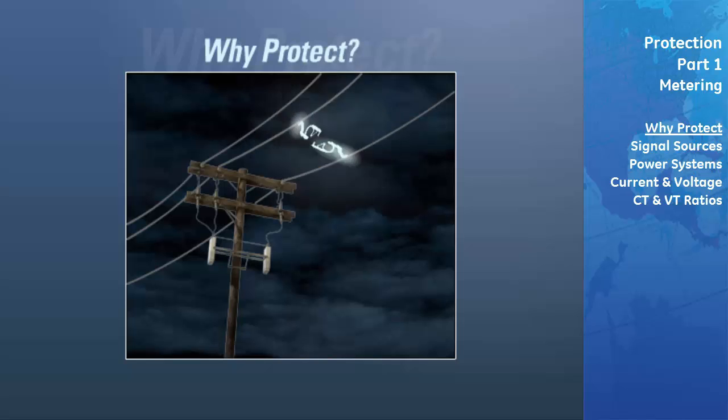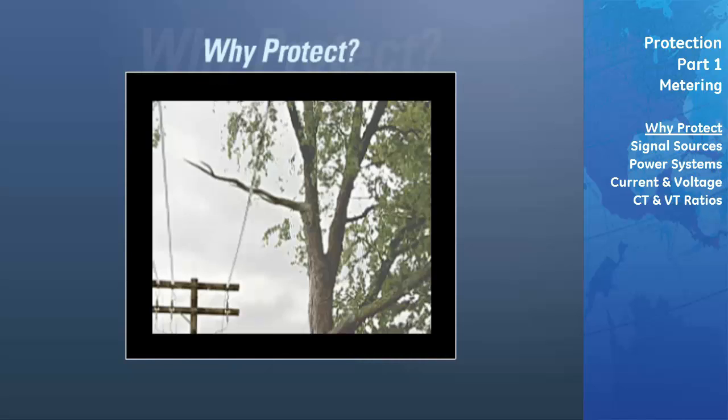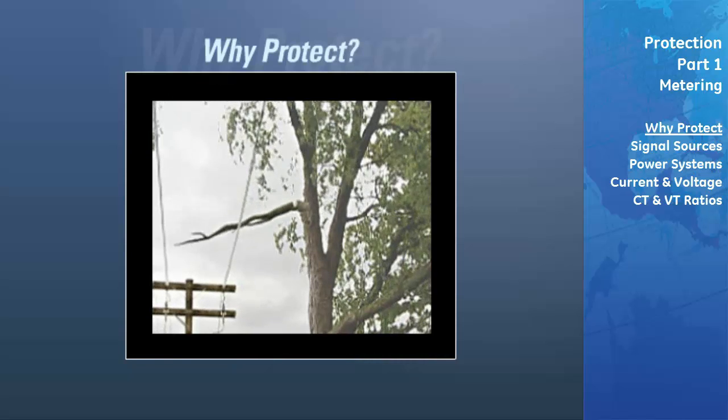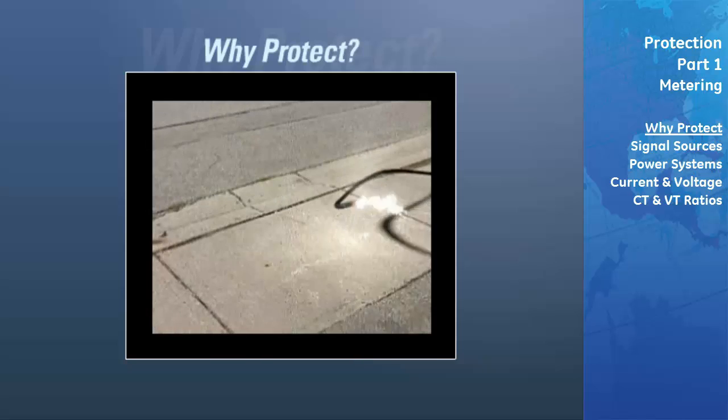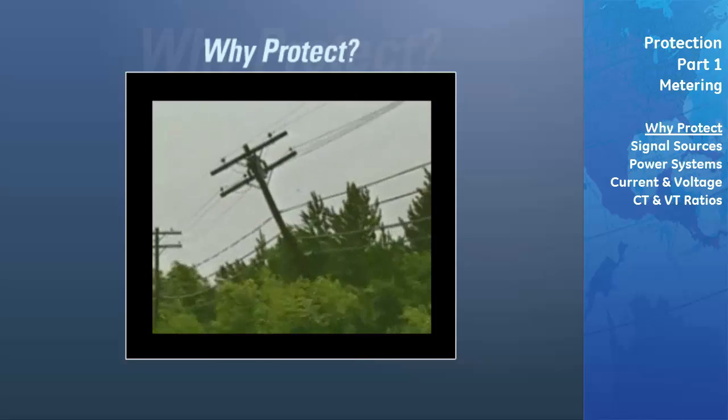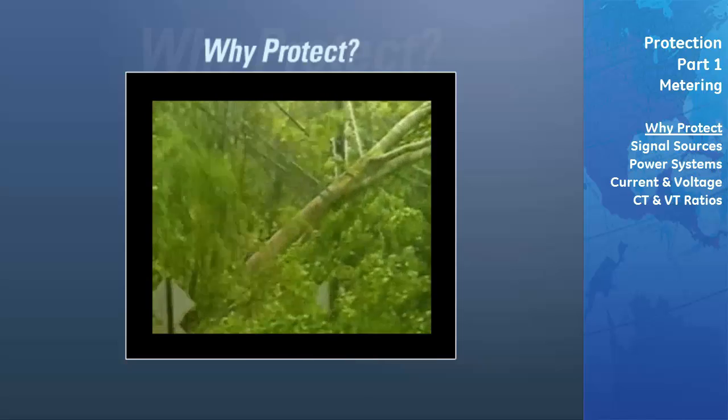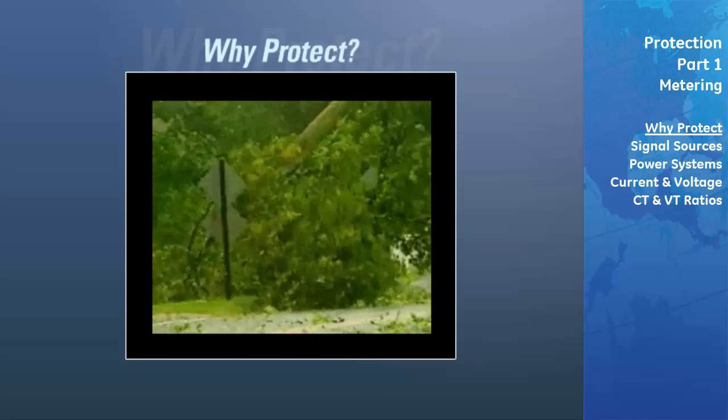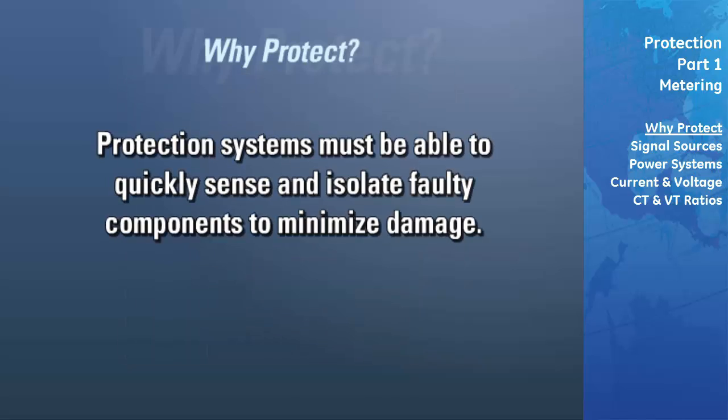In both cases, the protection system responds by removing power from the line for a period of time long enough to allow the ionized air to dissipate. Power is then reapplied to restore service. Physical damage to a power system component, such as the transmission line or towers, are two examples of permanent faults. The protection system must be able to quickly sense and isolate the faulty components to minimize damage.